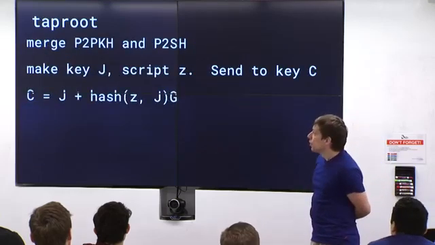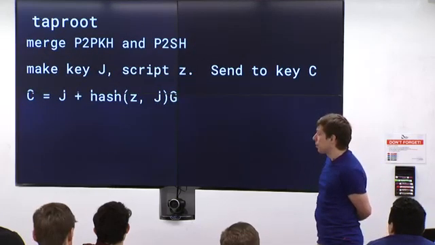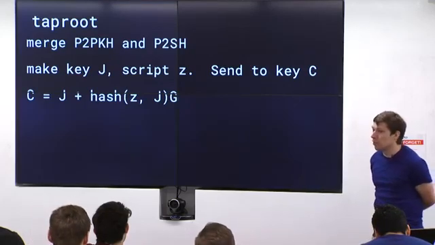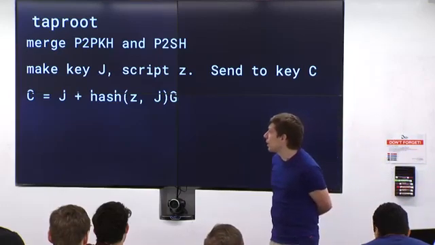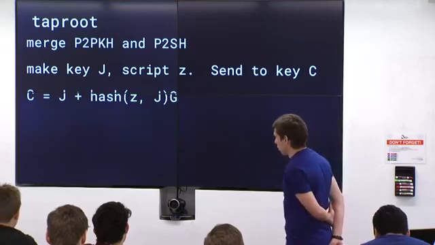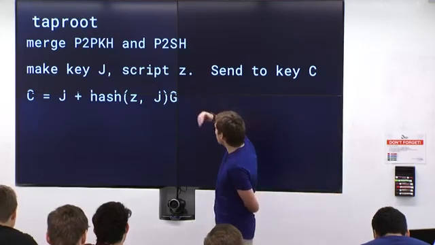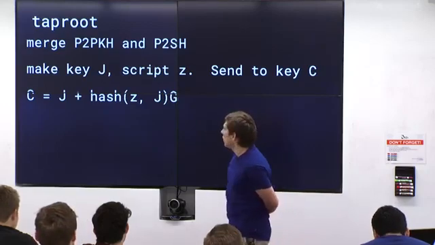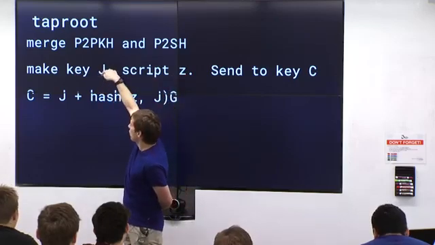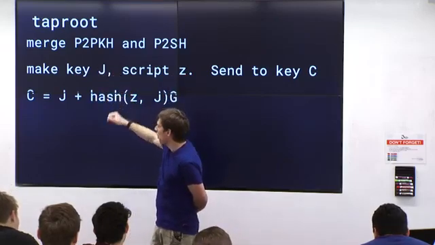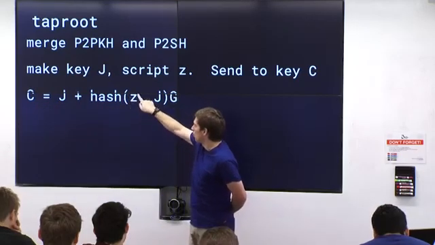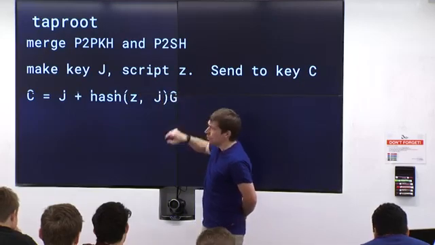So the idea is, you use this pay to contract hash construction to merge pay to pub key hash and pay to script hash, so that a single output can do both. You make a key J, and J is an actual key, like you have the private key for it. It's a regular old pub key, and you have a script Z. And instead of sending either to the script Z in a pay to script hash construction, or to hash this key J and send to the pub key hash, you say, I'm going to compute key C, which is J plus the hash of my script concatenated with J times G.